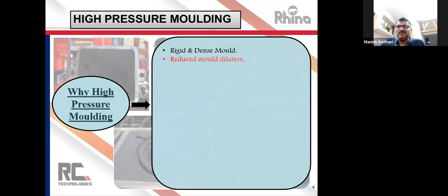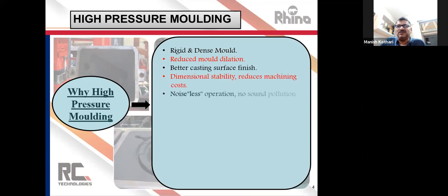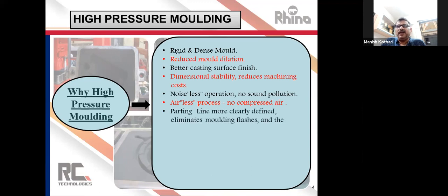First is a qualitatively rigid and dense mold, lesser mold dilation. So these are the expectations from a high pressure molding machine. Better casting surface finish, dimensional stability, reducing machining costs. You cannot hear the sound of the machine as you would in a Jolt-squeeze machine. So you are within the control of the noise pollution limits, less than 85 decibels. Airless is where our machine is, so I put that. Whatever machine we developed was working without compressed air. It still doesn't need compressed air for molding.